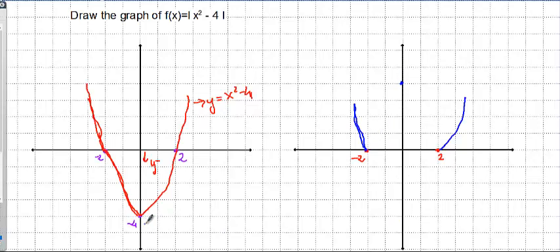This part here was at minus 4. So when you flip this one up, it's going to be plus 4. And when you flip this part up, it should be like this. Okay, now this is the graph of y is equal to the absolute value of x squared minus 4. So negative parts should turn up, and we are going to flip them up.